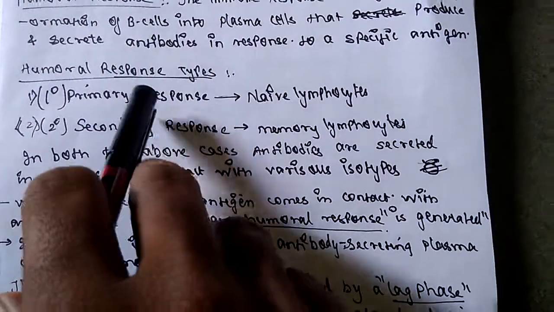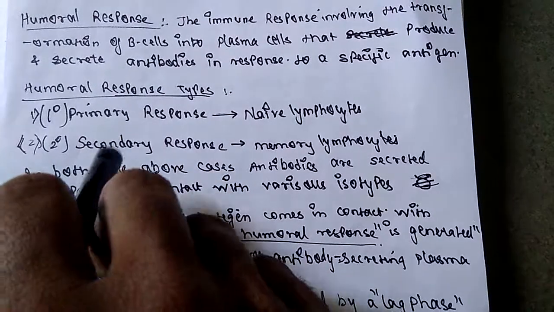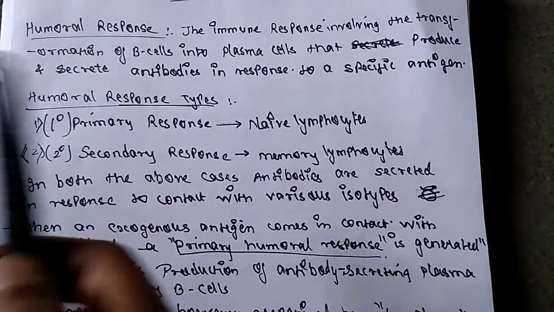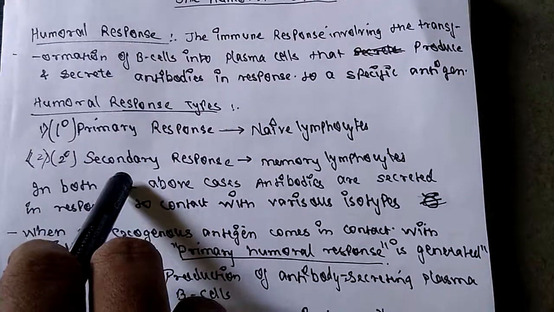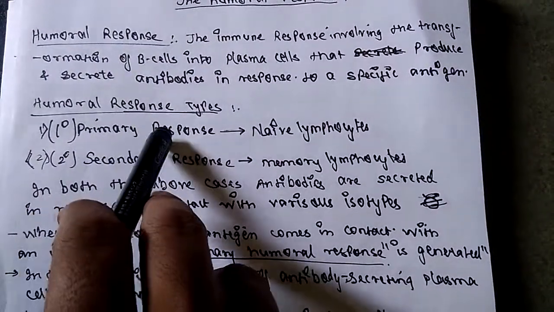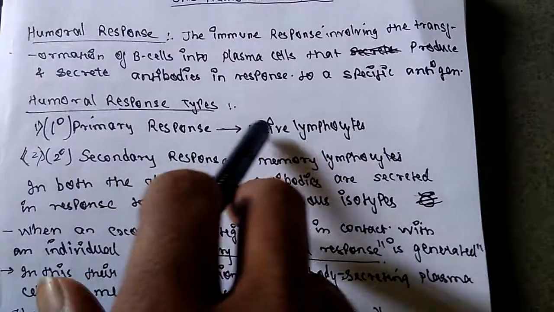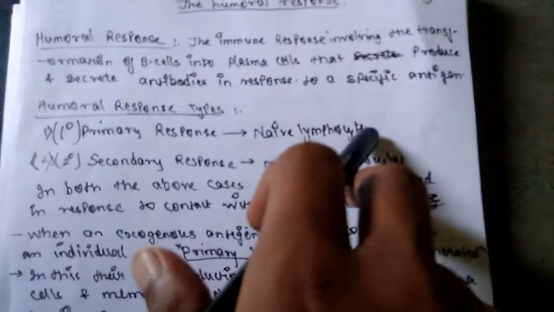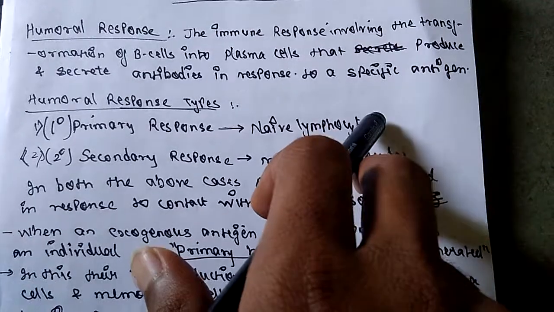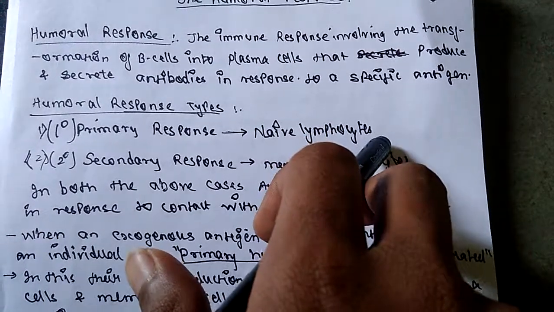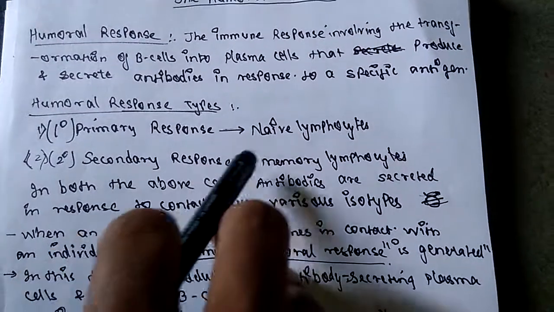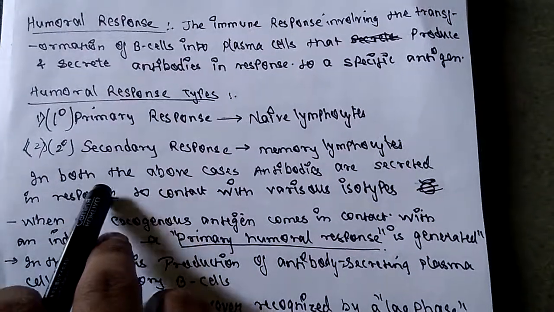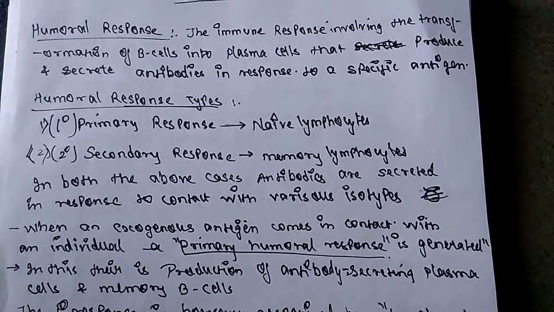Next, moving on to the types of humoral response. The humoral response is of two types: primary response and secondary response. In the primary response, naive lymphocytes are produced, and these naive lymphocytes can further differentiate into plasma cells and memory cells. In the secondary response, memory lymphocytes take over. In both cases, antibodies are secreted.